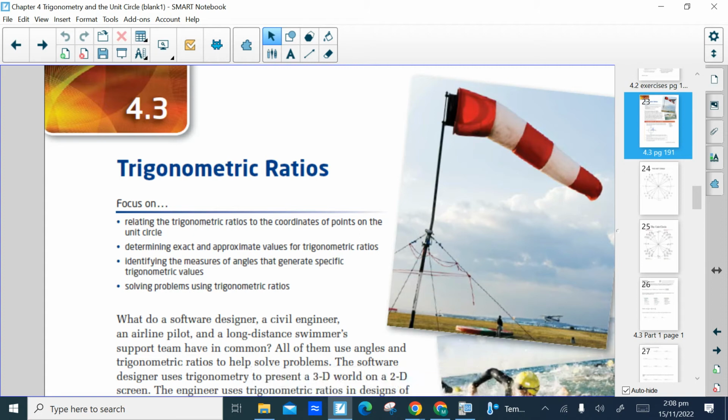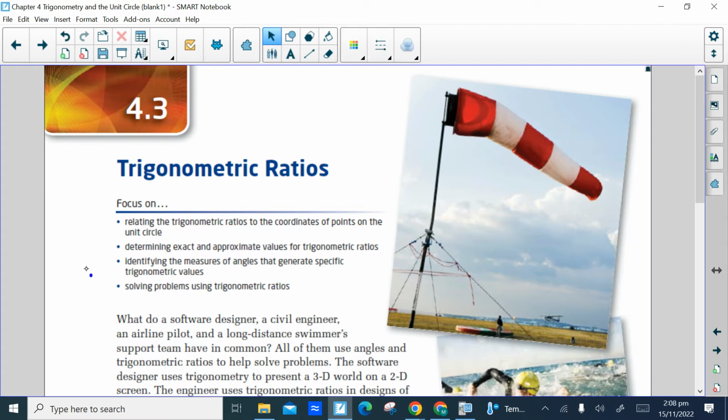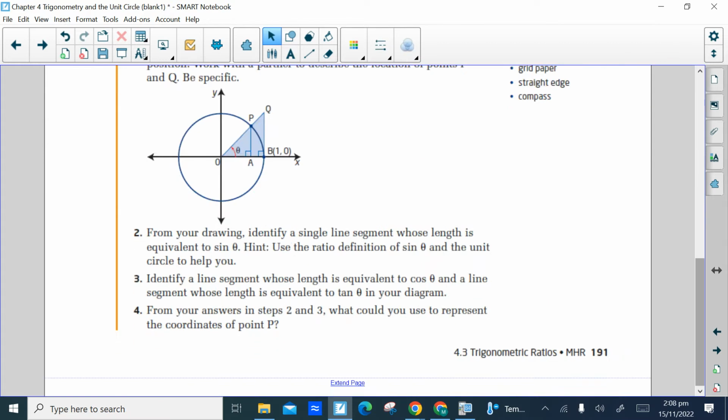So we're going to continue our work with looking at trig ratios. We're going to use the unit circle and relating trig ratios to the coordinates on the points on the unit circle. We'll determine exact and approximate values for trig ratios. We'll identify measures of angles that generate specific trig values and solve problems using trig ratios.